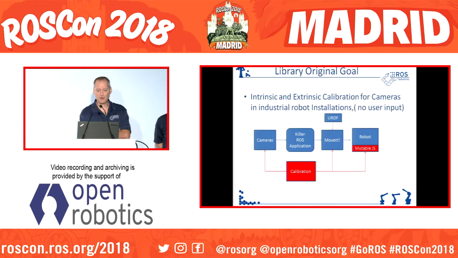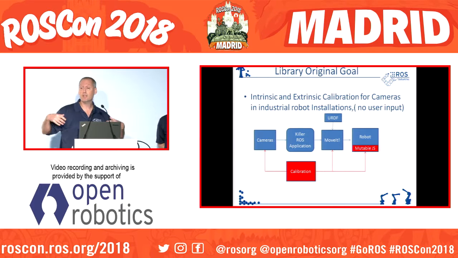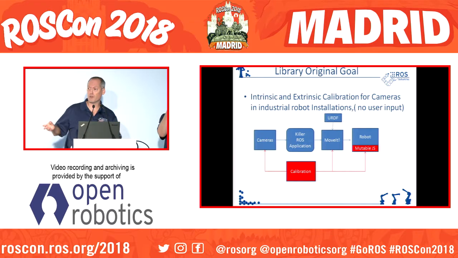So several years ago, I built a system for doing extrinsic and intrinsic calibration, and it was designed for industrial applications. And the idea was that it would be part of some killer ROS application on a factory floor, and whenever the cleaning people came in and accidentally bumped your camera, the system would recognize it. This calibration system would then take over control of the robot. It would move it through a bunch of poses. It would recalibrate everything and have you back up and running with no user input.